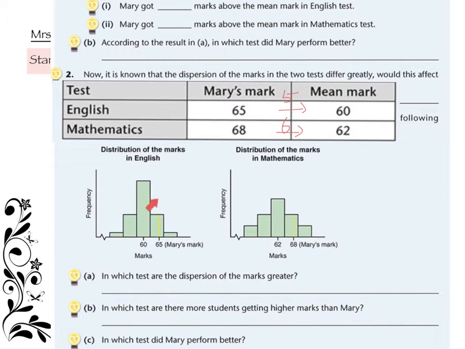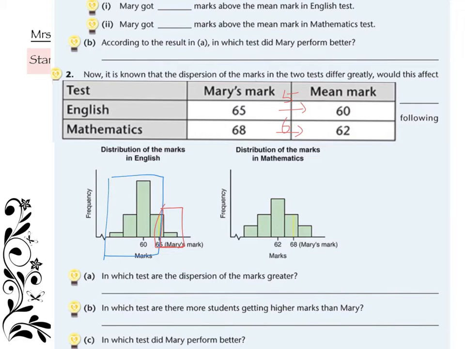But you see that in English, the data are more closely clustered, which means most of the classmates have around 60 marks. And she gets 65 marks, which is much higher than the rest of the classmates. So these classmates have lower marks compared to Mary. And on the other side, the red part, only a few classmates did better than Mary. So this is the lower dispersion.